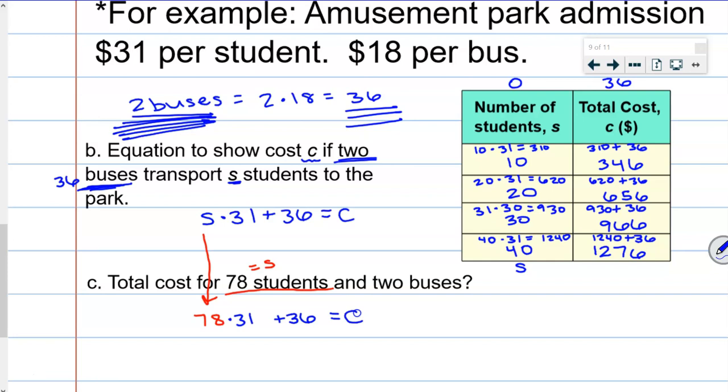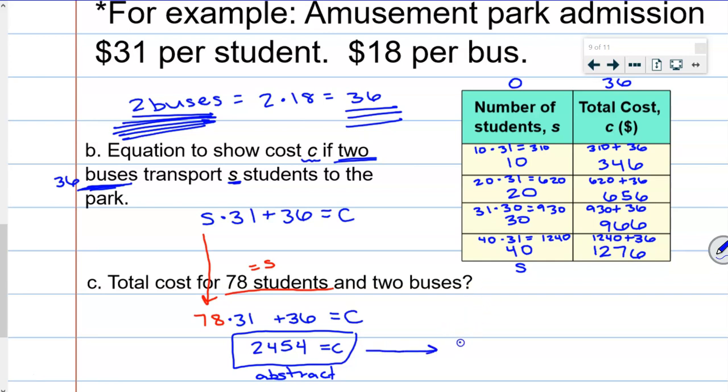78 times 31 plus 36. Dan, what did you get? 2,454. Say that one more time for me, please. 2,454. That is our cost. Now again, this right here, guys, this is abstract. Did we solve the problem? Yes, but this is abstract. And I want to make the abstract quantitative.